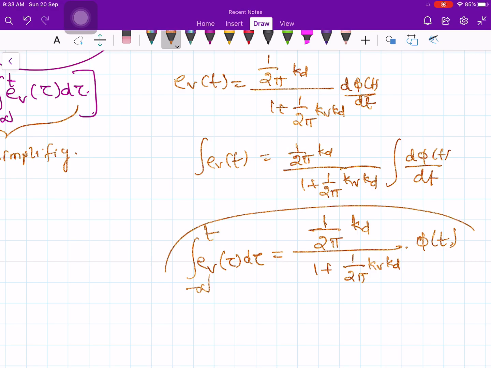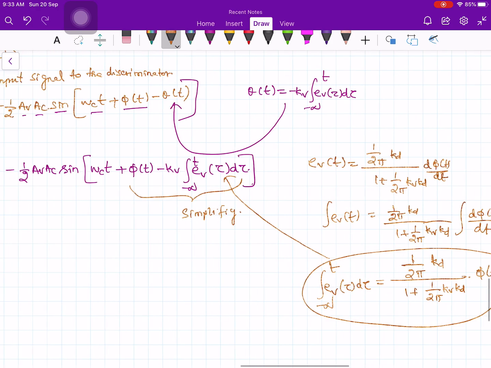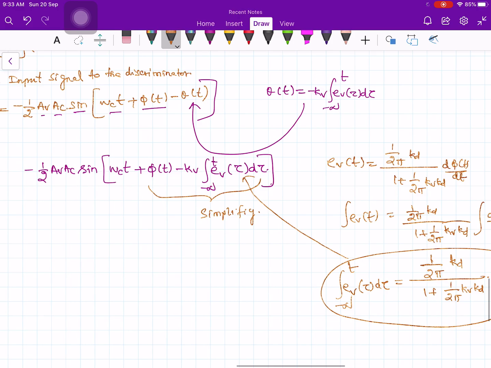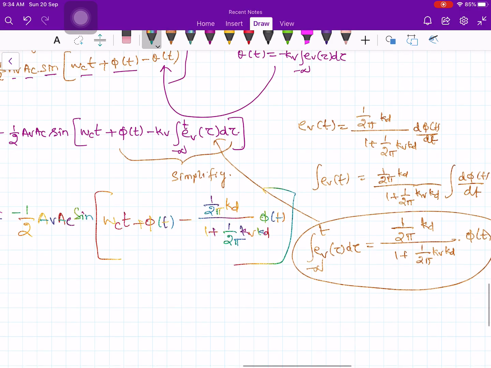Okay, so this expression, you substitute here. So in the argument, therefore this is going to be minus 1 by 2 AV AC sin of omega ct plus phi of t minus 1 by 2 pi kd divided by 1 plus 1 by 2 pi kV kd times phi of t. Like this I can write. Now you simplify this. Here also you have phi of t, and here also you have phi of t. Okay, simplify that.